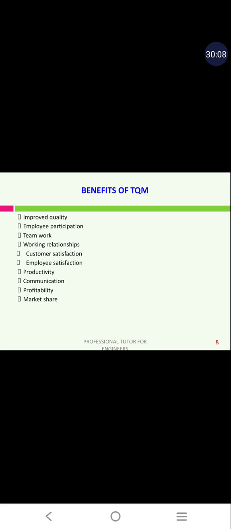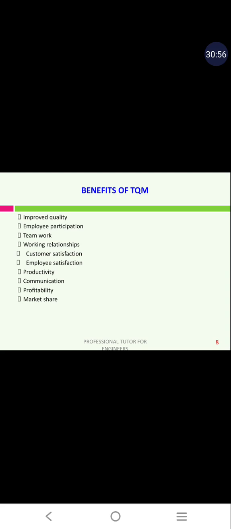And working relationships: the relationships will also grow and become strong because you are working with different people, through cross departments. So the relationships will be healthy, and the customer also will be satisfied. When you're giving a good quality product, the customer will be satisfied, and simultaneously the employee also will get satisfied, and productivity can be increased, and communication between the employees will be good, and the profitability also will be increased, because we are going to eliminate waste here in TQM. The main purpose of TQM is to satisfy the customer and eliminate unwanted costs that are occurring.